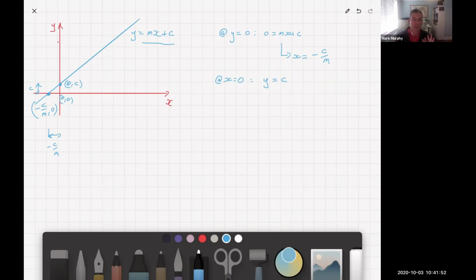And that came up a few years ago. They gave you an equation and said, where does it cross the x-axis? Well, if you're really clever, you could have said, at y equals 0, x is minus c over m.